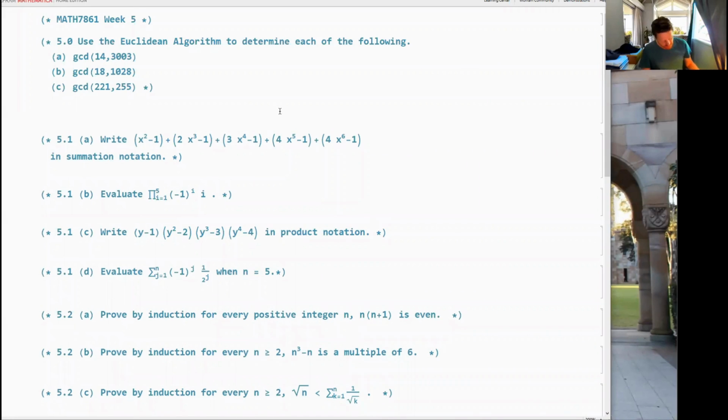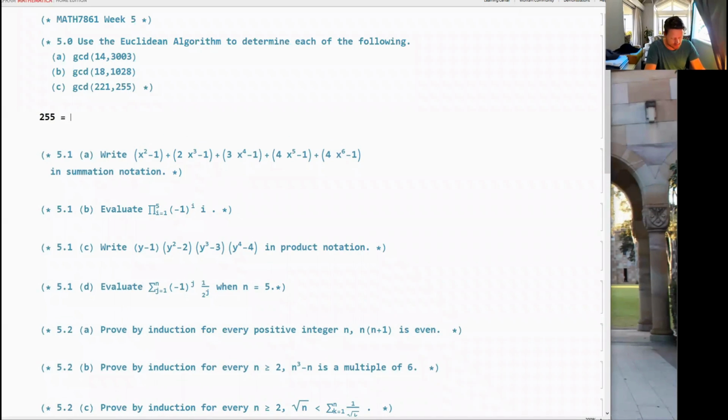So the first thing we want to do is take the bigger number, and in this case, if we're doing C, then it's 255. So we're calculating this GCD using the Euclidean algorithm. So we put 255 equals, and then I'll leave a space, which I denote with an underscore, something times the other number, 221, and then plus something else. That's what I do just as a reminder for what I'm actually calculating.